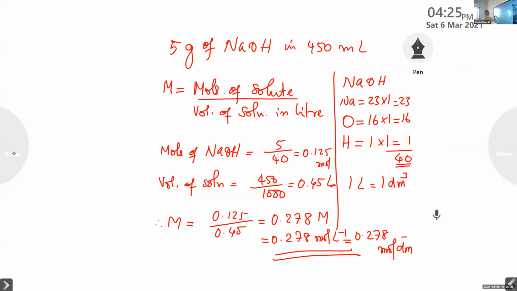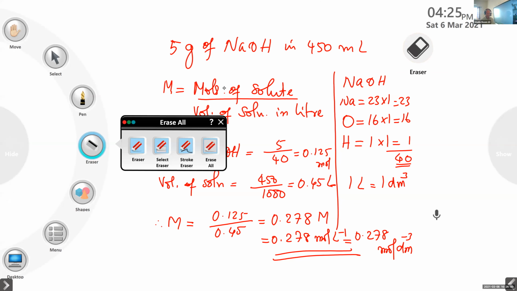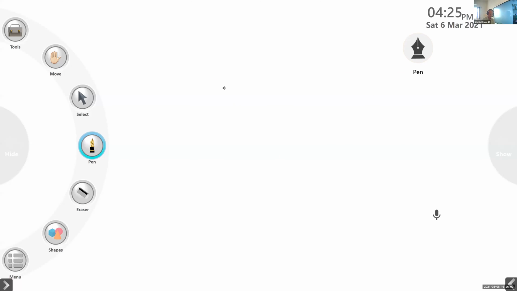So that's about the molarity and the problem based on molarity. Such simple problems will be asked in the examination. Now let us go to the next concentration term. That is the seventh one, molality of the solution.